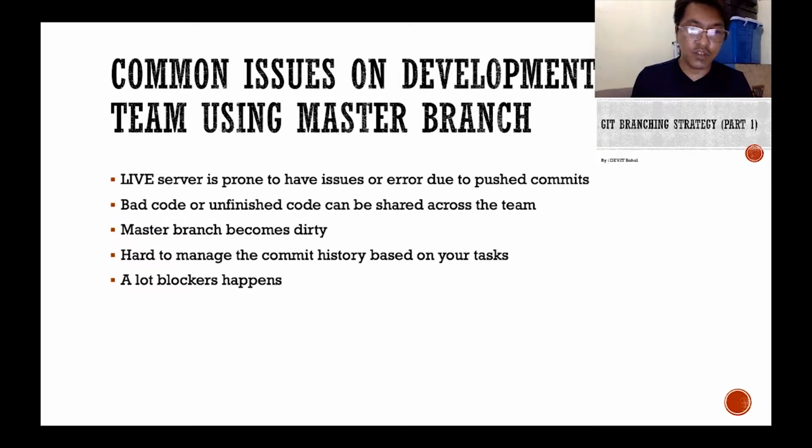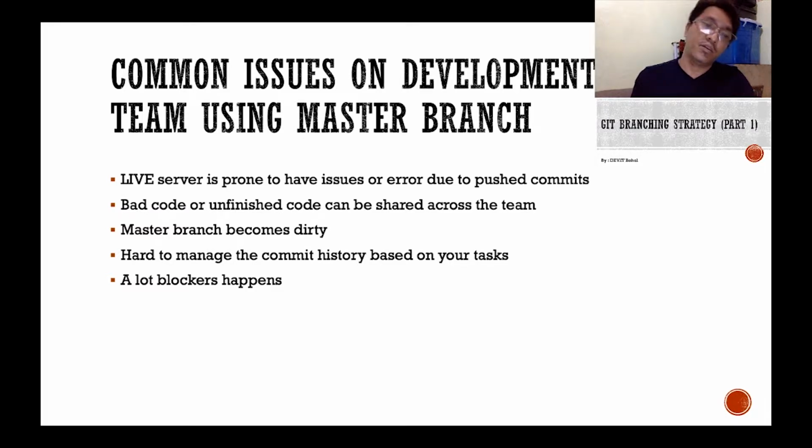Fourth is that it's hard to manage commit history based on your task. Let's say you're looking at all the master branch history and you will see all of the commits from your 5 developers. You don't know which ones belong together, there is no grouping showing that this particular set of commits is for task 1 or for task 2. Since your master branch is dirty, it's really hard to manage that commit history.